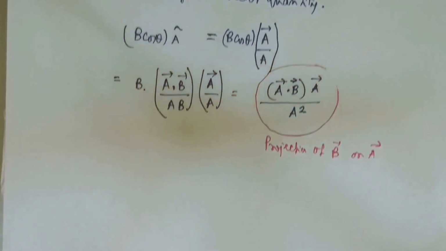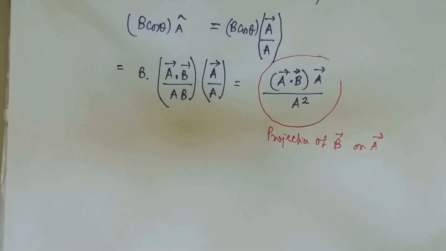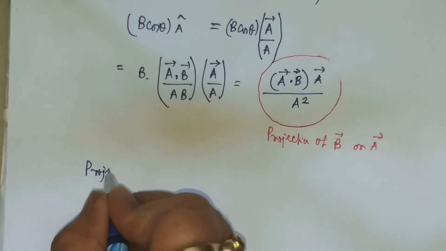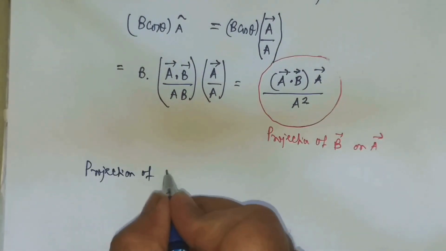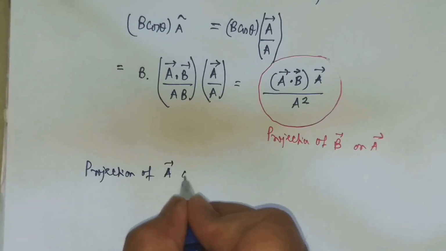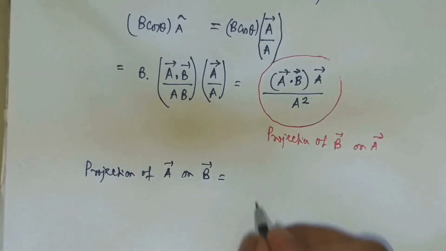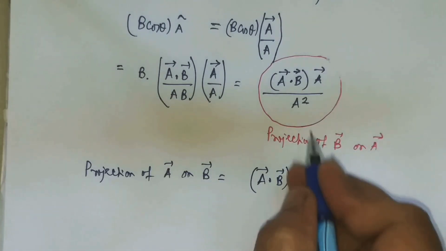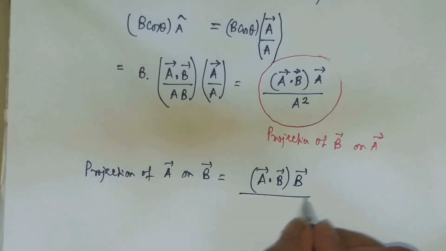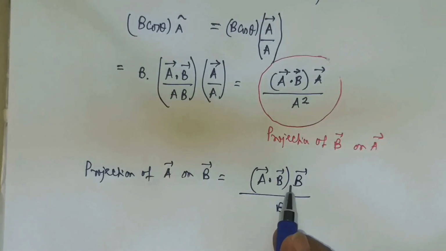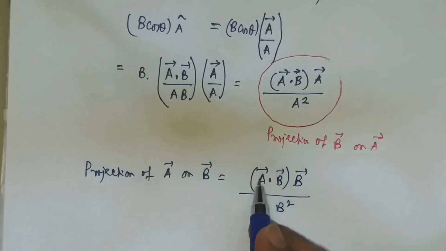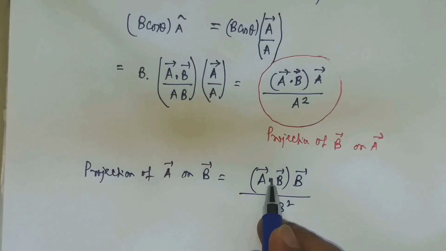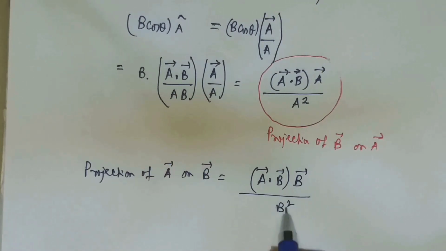If somebody asks what is the projection of A on B, then what will you have? The projection of A on B will be equal to A dot B times B divided by B square. There is no dot or cross sign here because this is just a number. Suppose this number is 5, so 5 times B divided by B square. B square means the magnitude of B whole squared. That's the logic of this.